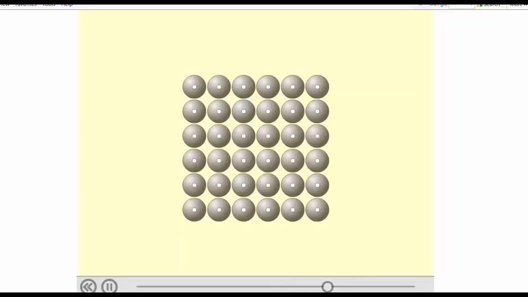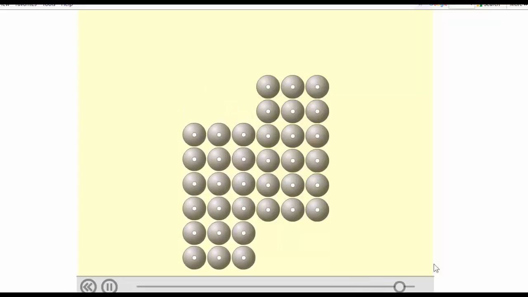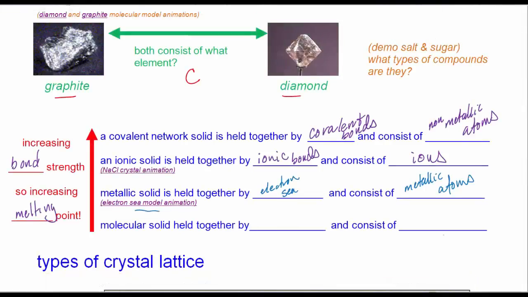When deformed, no bonds are actually broken. Instead, cation planes slip past one another, leading to the metallic properties of ductility and malleability. So molecular solids are held together by intermolecular forces, the forces that exist between molecules, and consist of molecules.